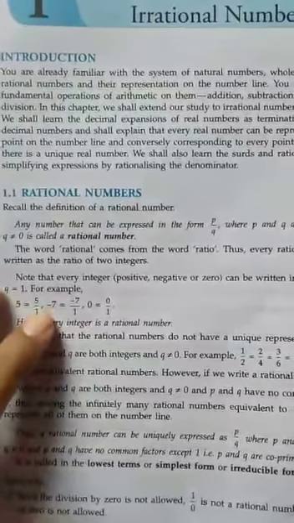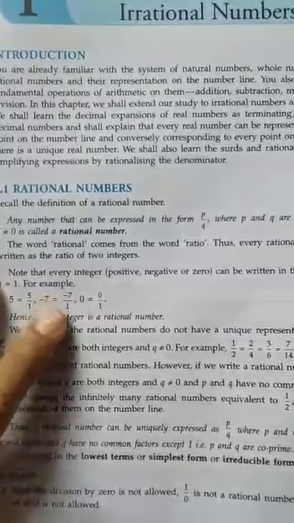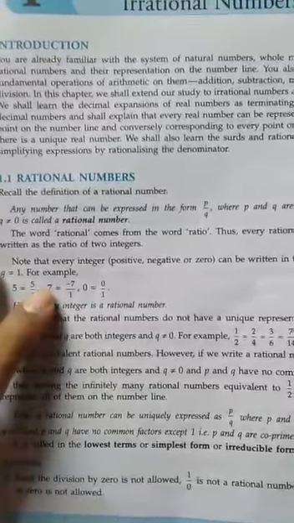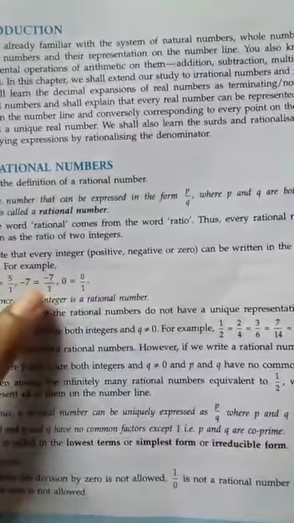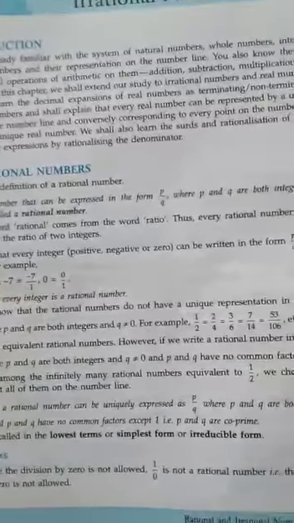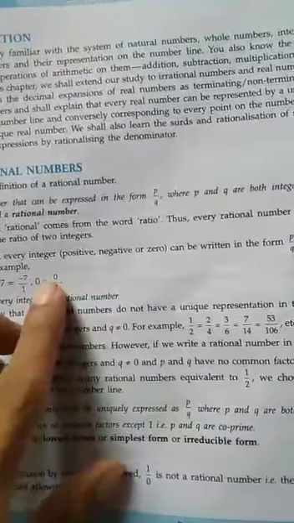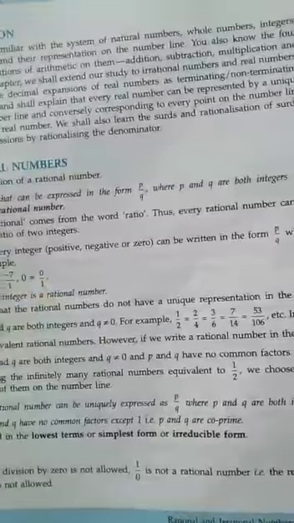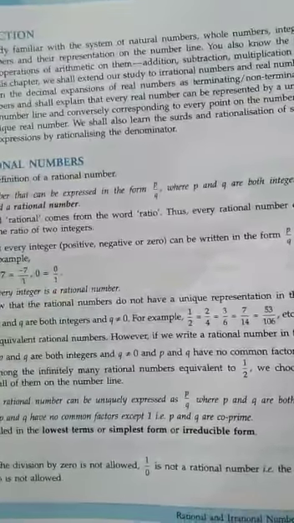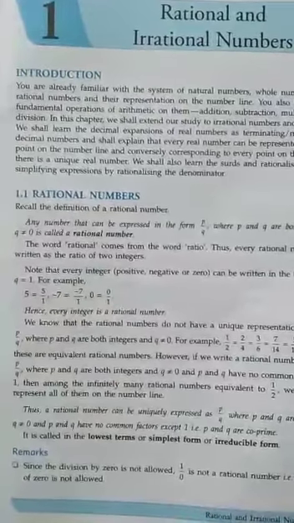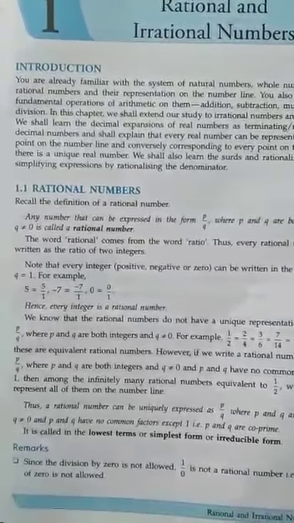In the same way, if we consider minus 7, we can write minus 7 by 1. Here it is in p by q form, and q not equal to 0, so this is also a rational number. And if we consider 0, 0 is also a rational number. Why? We can write 0 as 0 by 1. Here q equals 1, but p equals 0, that means the numerator is 0. But the condition of a rational number is that q not equal to 0, so it satisfies this condition. So 0 is also a rational number. So we can conclude that every integer is also a rational number.